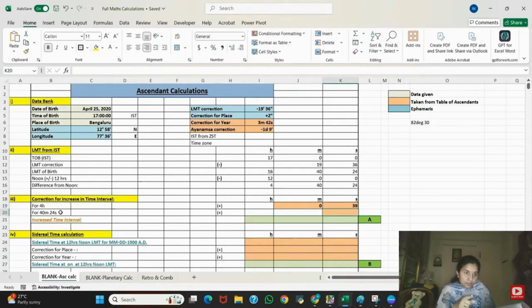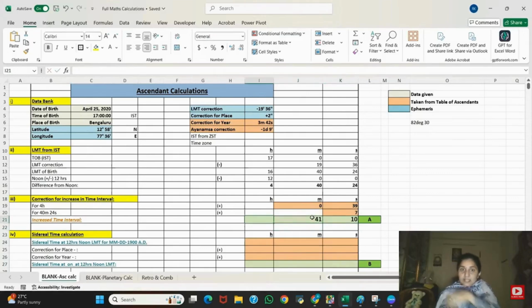Then for 40 minutes 24 seconds it is around 7 seconds, because 42 minutes isn't in the table and the previous one is 36 minutes, so it is approximately closer to 42 minutes. That's why I am considering 7 seconds, taking it directly as 7 seconds. Now I have to add all these: 24, 39 and 7 come up to 70. So I will write only 10 here and carry forward the 1. So it will be 41 minutes.